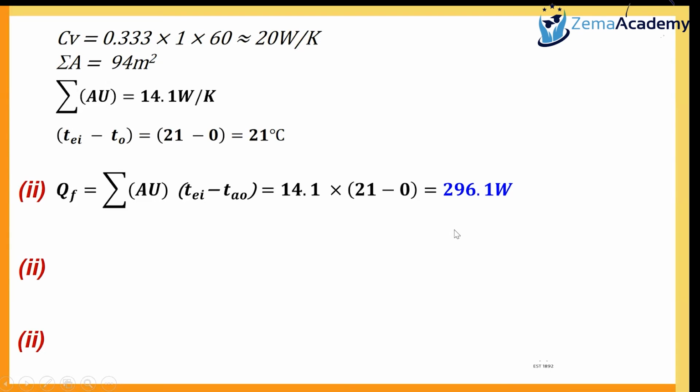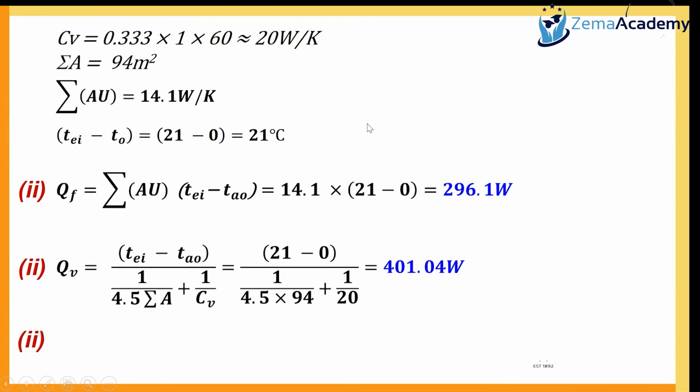Okay. The second part is the ventilation heat loss. The equation is modified. So it's 21 minus 0, and it is 1 over, remember this HA is 4.5, summation A is 94, and this ventilation conductance is 20. So now we end up with our ventilation heat loss as 401 watts. Earlier, what was the value?